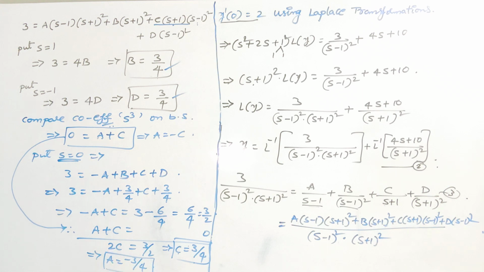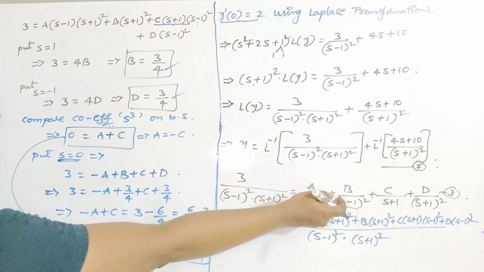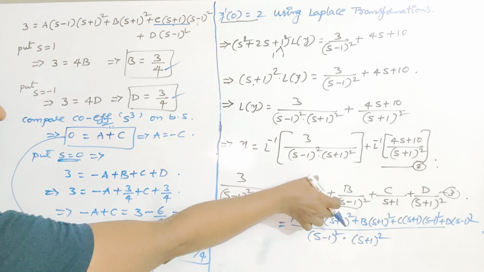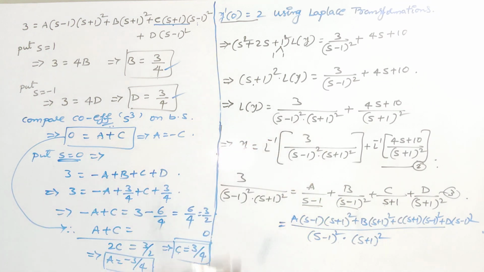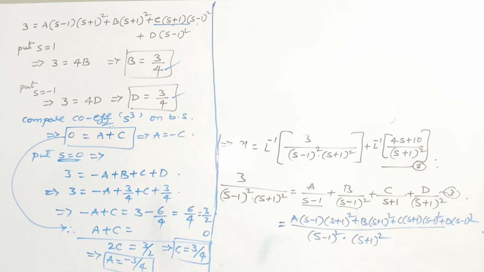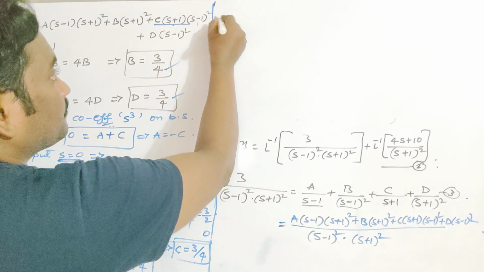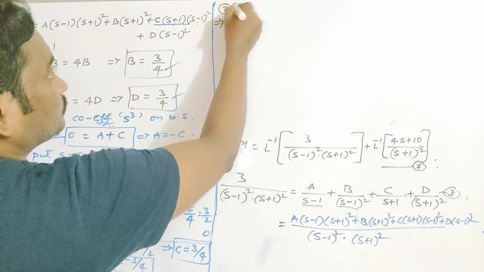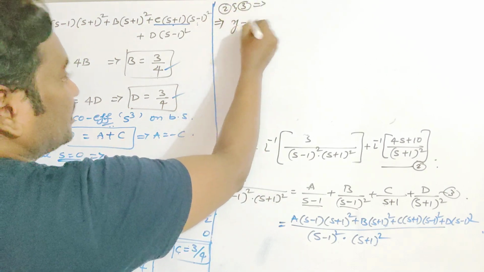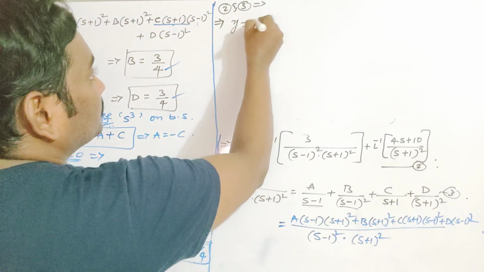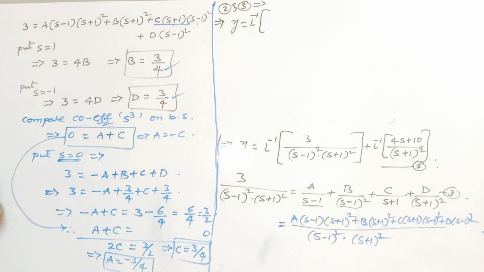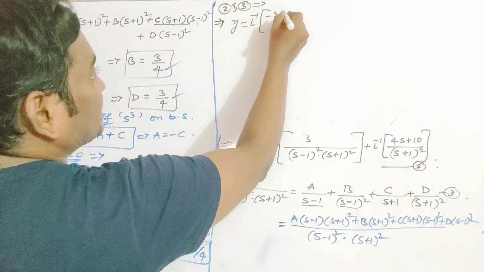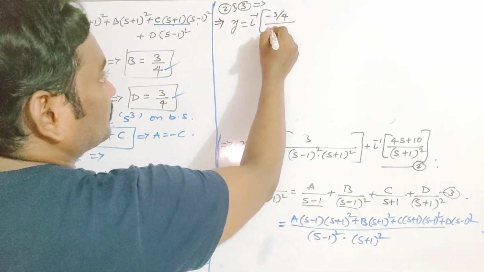So we have to replace a, b, c, d values in this one. So directly you can substitute this equation here. So from 2 and 3 we will get the next step. See the next step. From 2 and 3 implies y should be equal to L inverse of, what is a? Minus 3 by 4. Minus 3 by 4 by s minus 1.